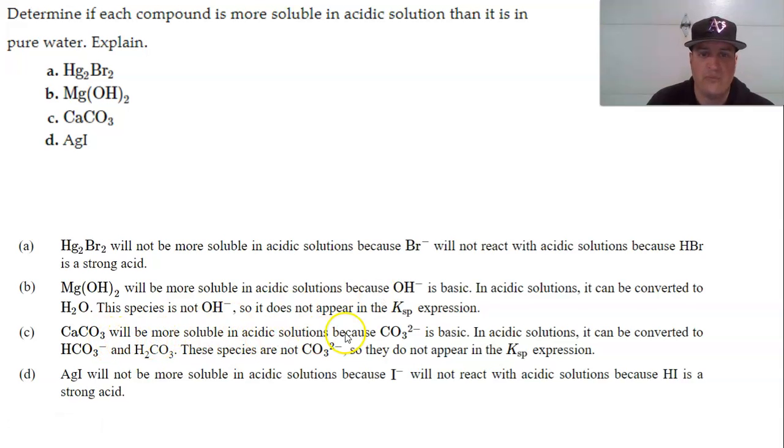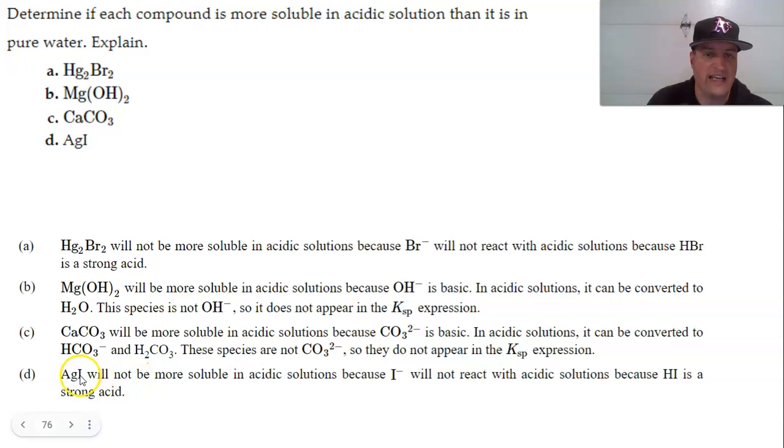Calcium carbonate, more soluble because this is basic, can be converted to the hydrogen carbonate ion and carbonic acid. These are not CO3 2-, they don't appear in the KSP expression. So therefore, again, that's going to draw out more of that carbonate ion, meaning more can be soluble.